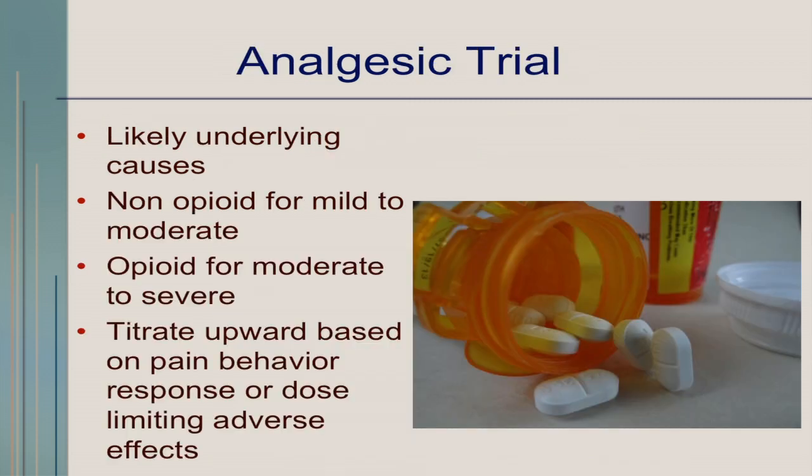Starting medication and reassessing for responsiveness is another method of assessment. If they have likely underlying causes, you could treat for pain and watch the response either in pain behaviors or in their patient report and numerical ratings. You titrate upwards based on pain behavior response or dose-limiting adverse effects.